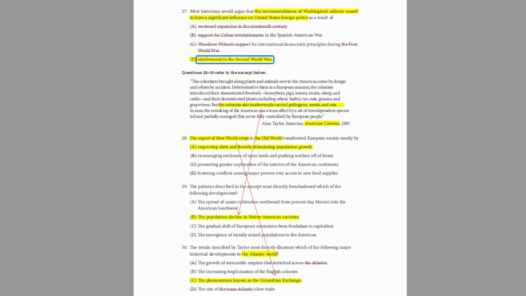After World War II, the U.S. became a global leader, joined the United Nations, helped form NATO, and took on a permanent role in world affairs. That clearly marked the point where the recommendation of Washington's address ceased to have a significant influence on United States foreign policy. While C, with support for the League of Nations and U.S. involvement in the First World War, is plausible, the U.S. ultimately rejected the League, so Washington's advice still held influence at that time. Therefore, you can eliminate C. You can also eliminate A because westward expansion in the 19th century isn't about U.S. foreign policy, and B because support for Cuban revolutionaries is likely too minor to be seriously considered.